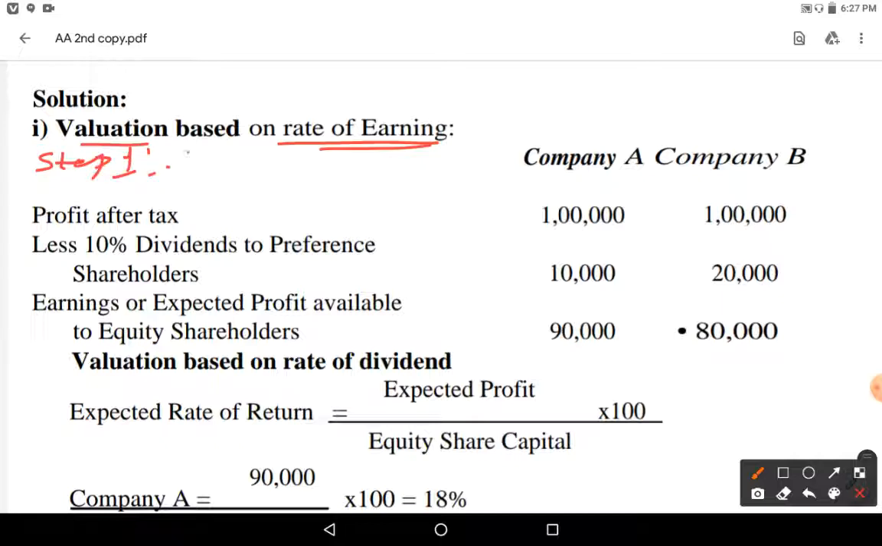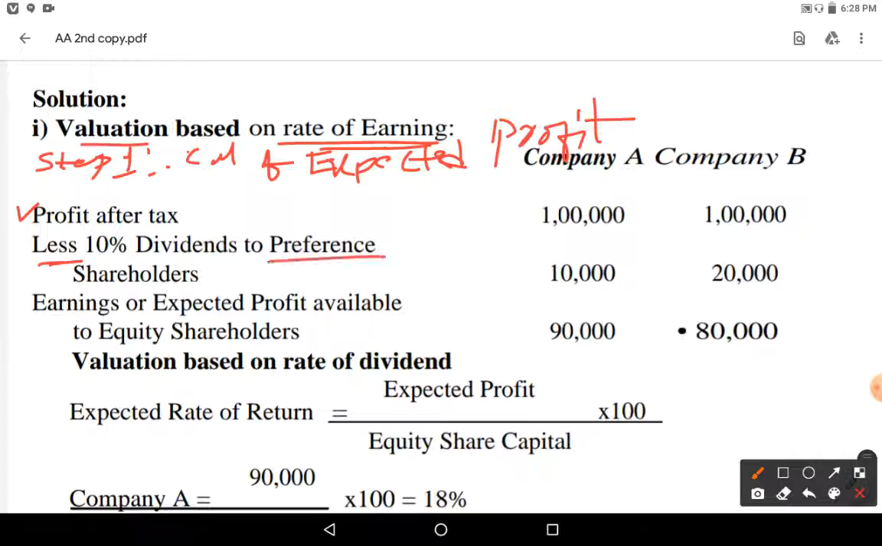what we need to do? Step 1, calculation of expected profit. How to get expected profit? Profit after tax is given. Profit after tax less, there is no transfer to general reserve, so directly the 10% dividend to preference shareholders. We have 2 lakhs and 1 lakh.